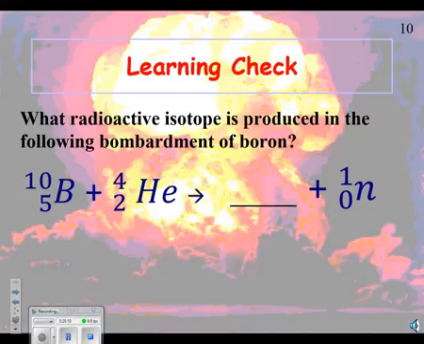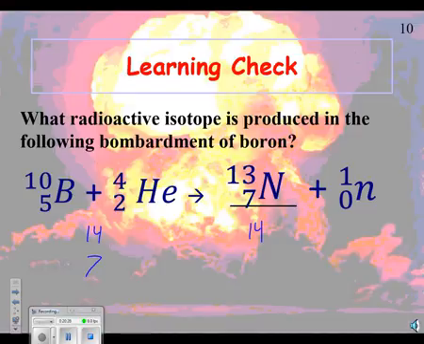Anybody think they've got it? Brave enough to share? What is it? Nitrogen. You're right. Nitrogen 13 is the isotope. So my tops over here were 14, my tops over here needed to be 14. My bottoms over here were 7, my bottoms over here needed to be 7. Okay? See how that worked?